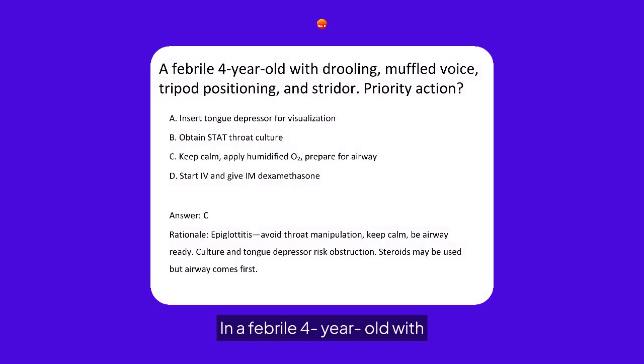In a febrile 4-year-old with signs of epiglottitis, the priority action is to keep calm, apply humidified O2, and prepare for airway management. Avoid throat manipulation, as it can worsen obstruction. Airway readiness is crucial in such cases.